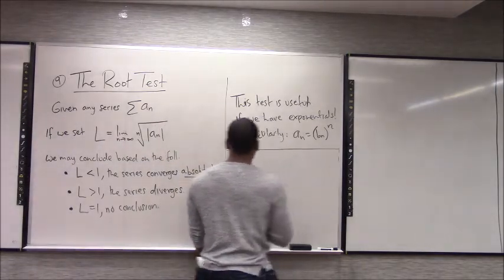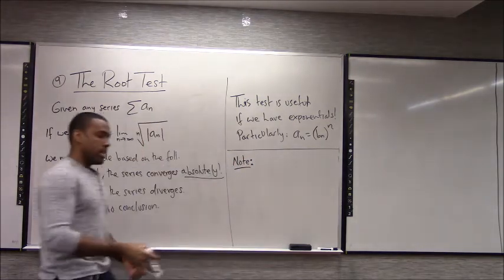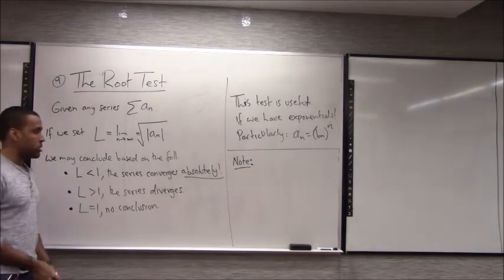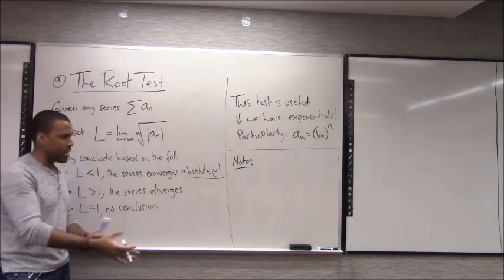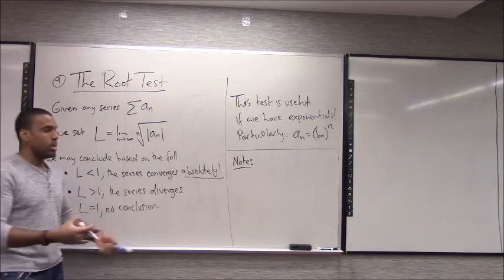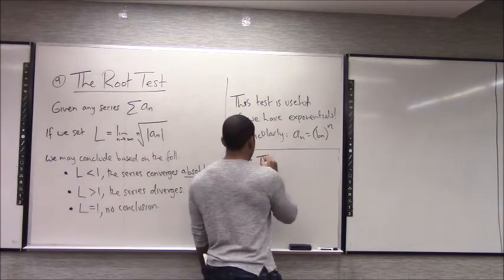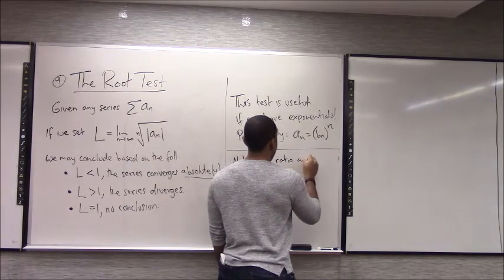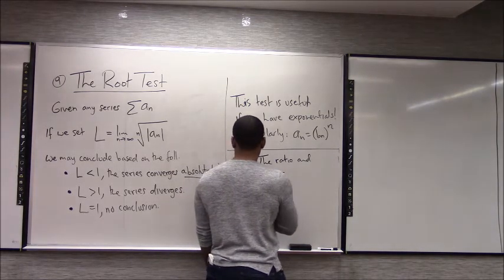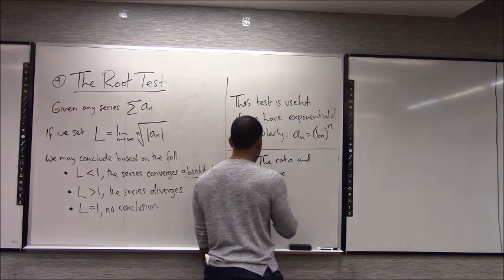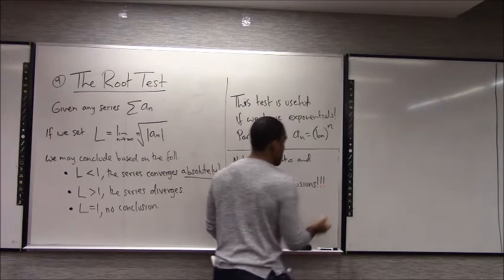Another thing that you should note here, we're going to realize that there are going to be some problems where we might have to do several tests, or you might try a test on a problem and realize, oh, this test doesn't quite work, let me try something else. One thing you should note with the root test is that the ratio and root tests give analogous conclusions. They're going to make the same kind of conclusion.